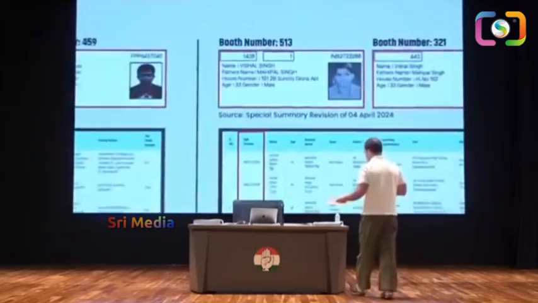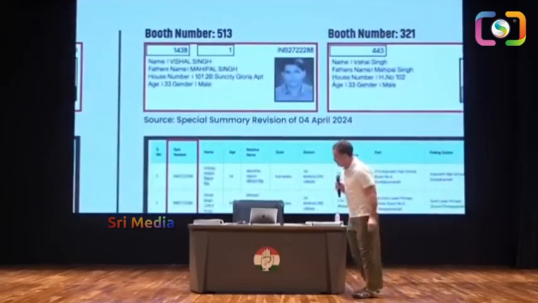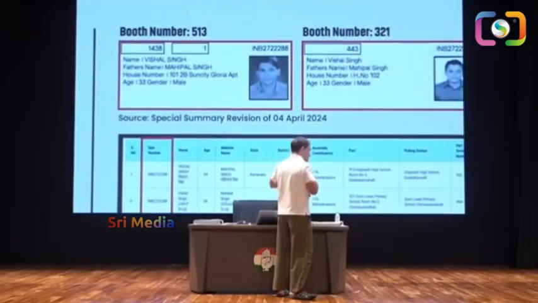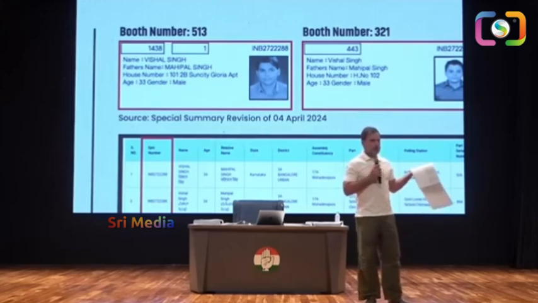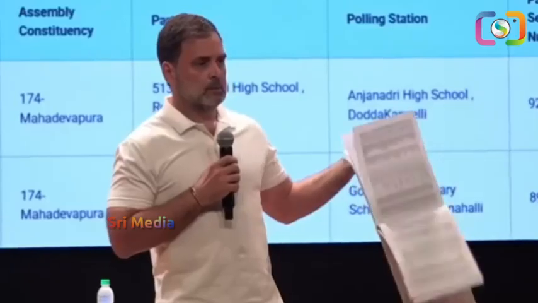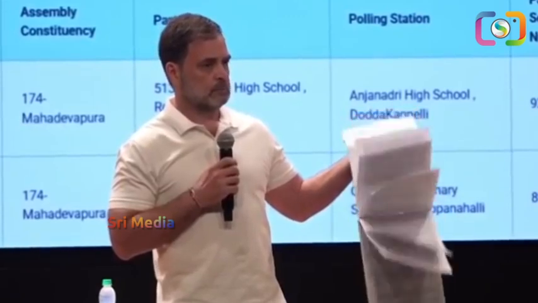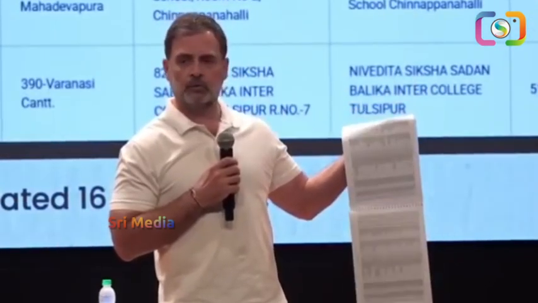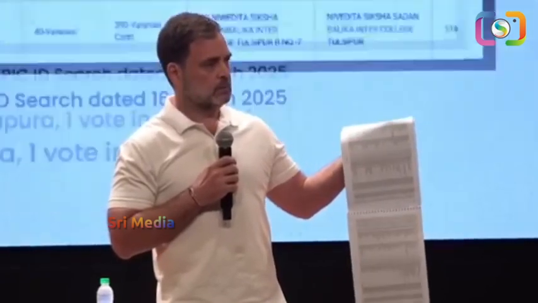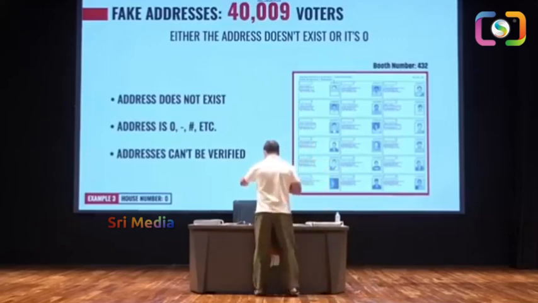Right? Okay, now let's go to, okay, here is the list of duplicate voters. These are all the people who have voted multiple times in Karnataka. That's the names, that's their addresses, that's the polling booths where they registered to vote. Okay? Next. Fake addresses.